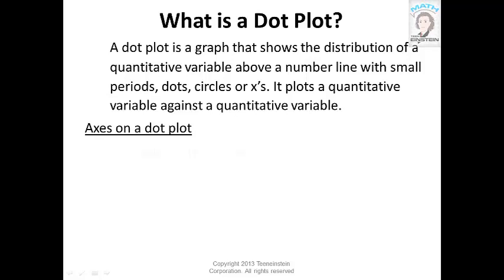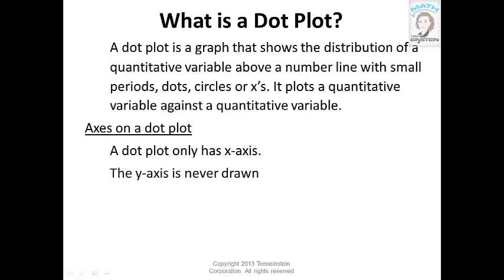Axis of a dot plot. A dot plot only has an x-axis. The y-axis, we never draw the y-axis. Only like a number line we draw. And the scale along the x-axis will be the minimum to the maximum. That means the spread of the data.